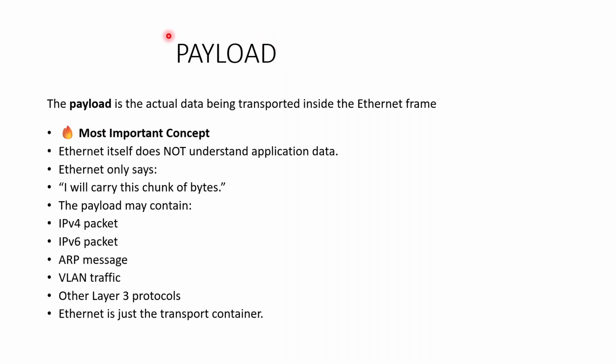So what is contained in the payload? There are different types of data that can be contained in the payload. For example, it can be an IP version 4 packet, an IP version 6 packet, an ARP message, VLAN traffic, and other layer 3 protocols. So think of the Ethernet as a container for transportation, but the payload is the actual data that is being transmitted in that container.